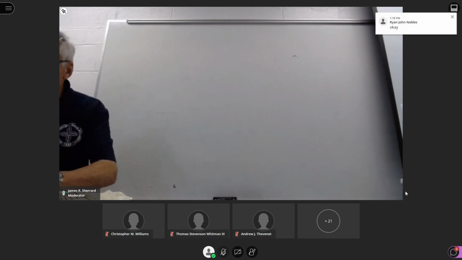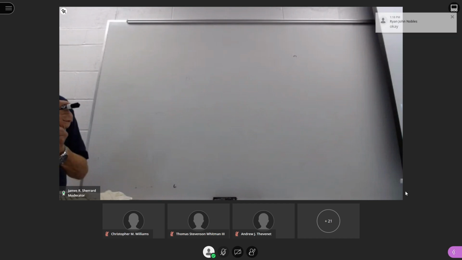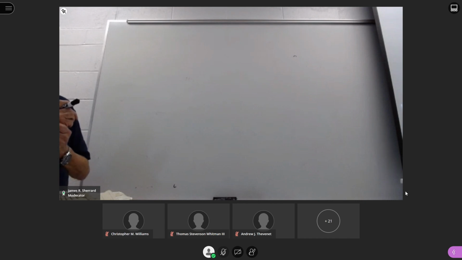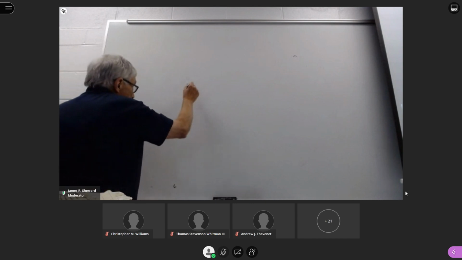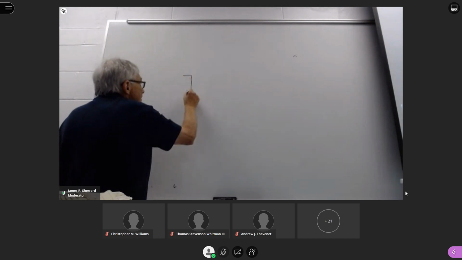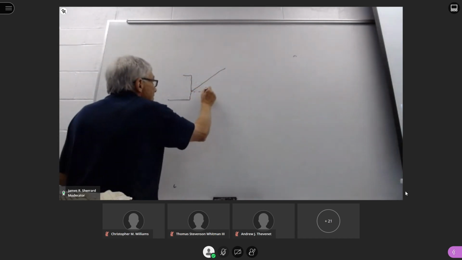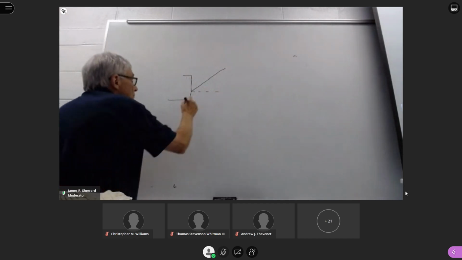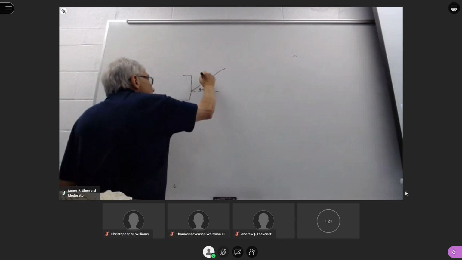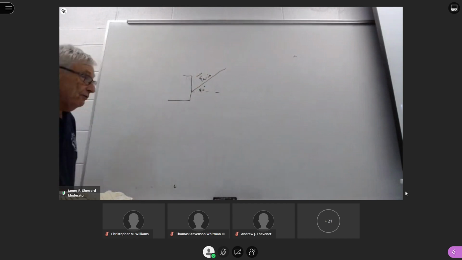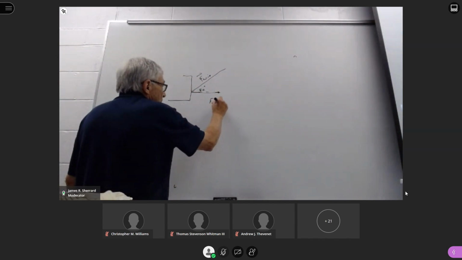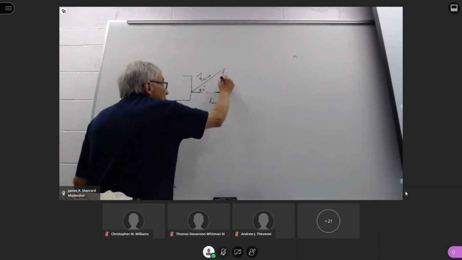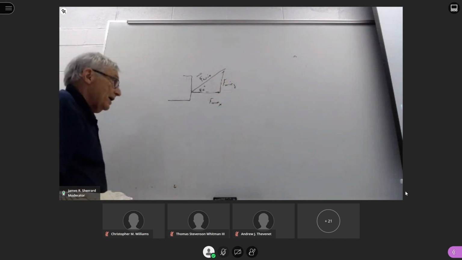Okay, the next part I asked you was, what is the minimum radius to make the wire safe? So if we go back and look at our free body diagram, we had our wire going up at 40 degrees. This is the wire, and we know it has an X component and it has a Y component.